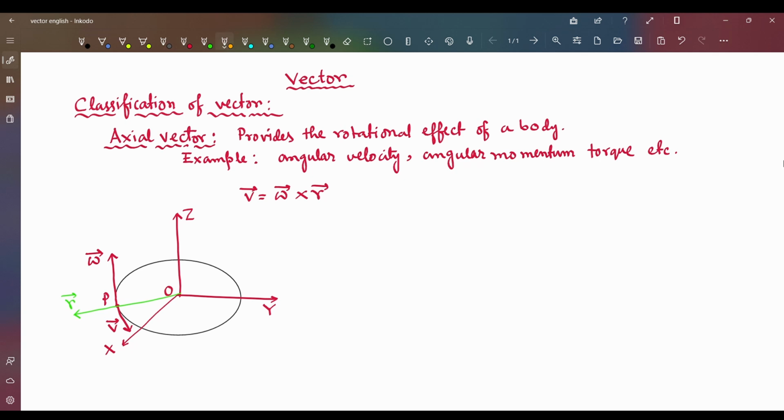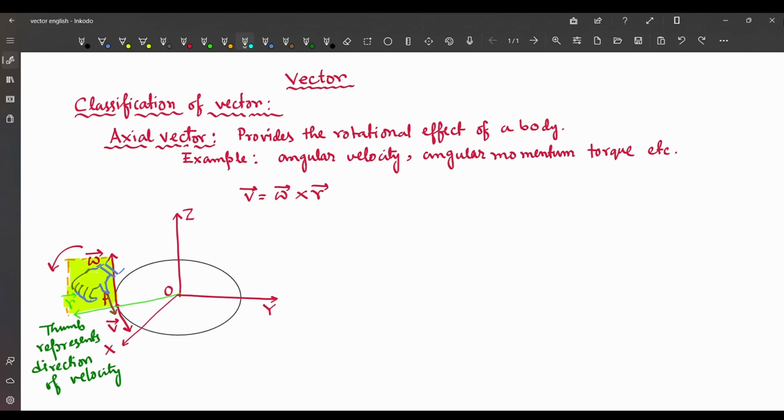To represent the direction of v, we consider here a plane containing omega and r vector. Place right hand on that plane, curl the finger from omega to r, that is here anticlockwise direction, then thumb represents the direction of velocity.